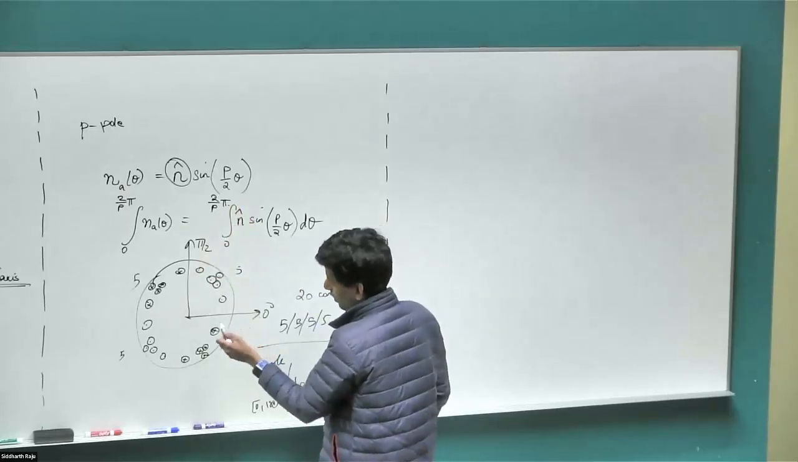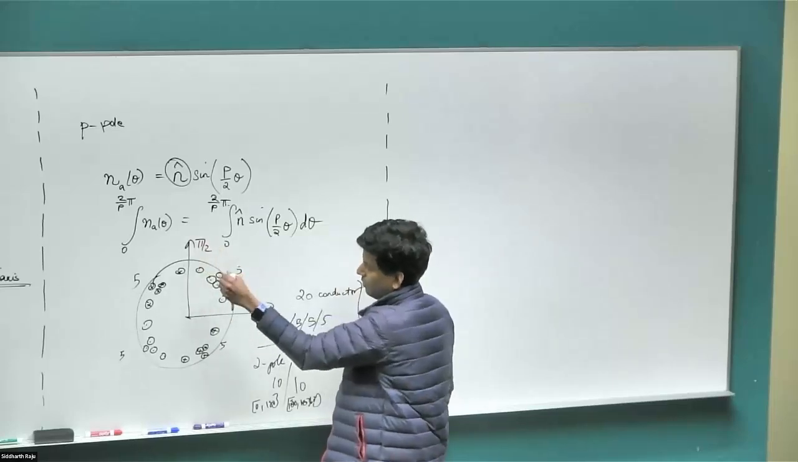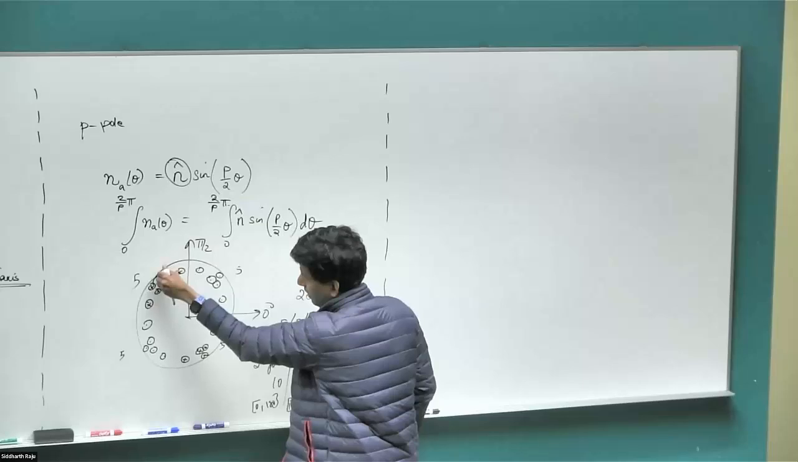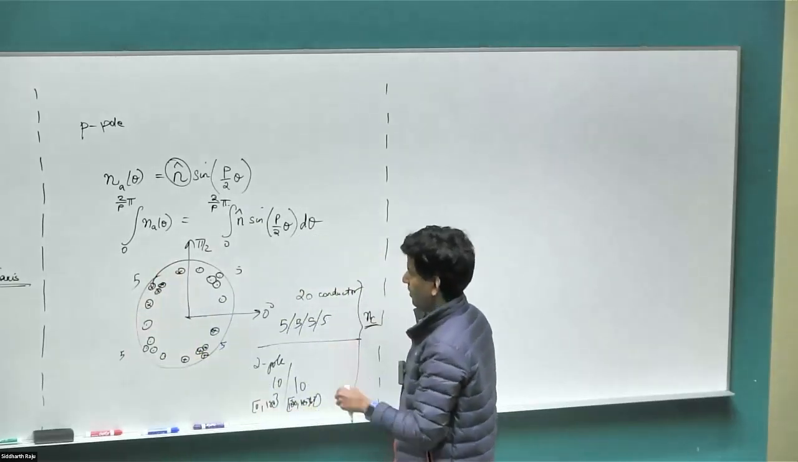If I had a 6-pole motor, all of these windings would have been crammed between 0 to pi by 3 instead of pi by 2. That's all. And then you'll have another from pi by 3 to 120, 120 to 180, and then 180 to every 60 degree, you'll have additional set of poles created.